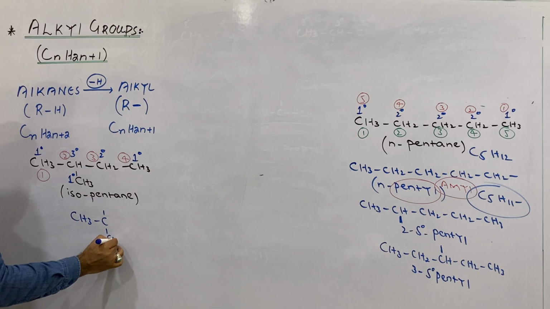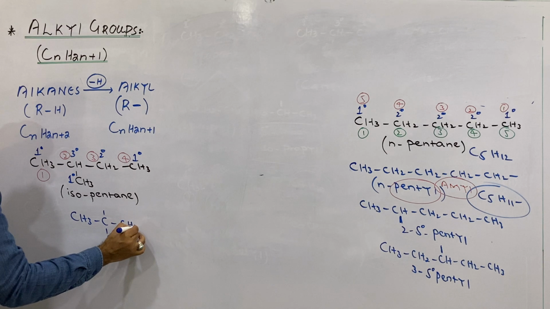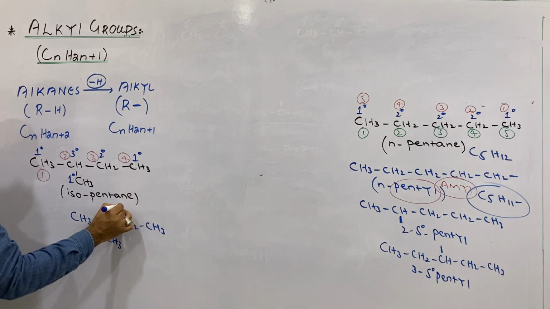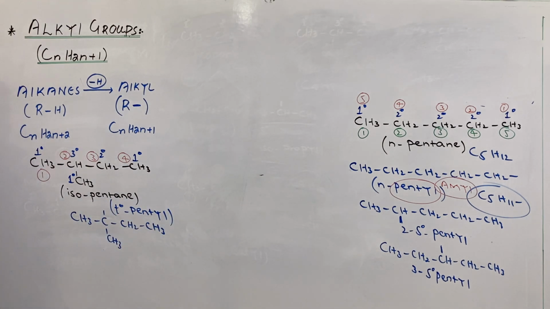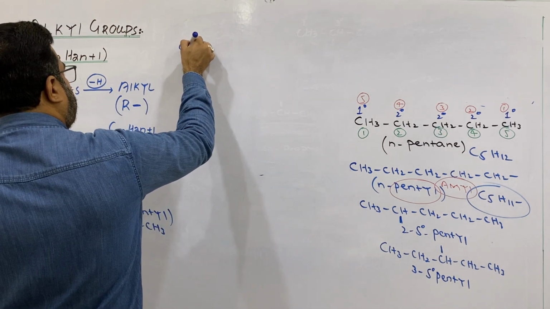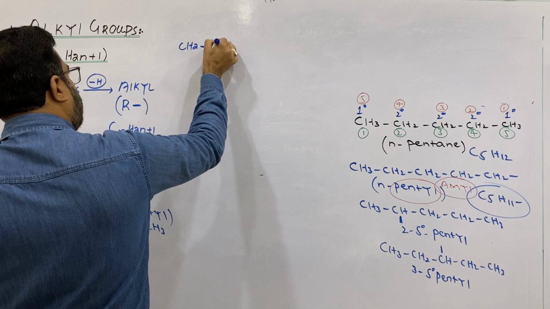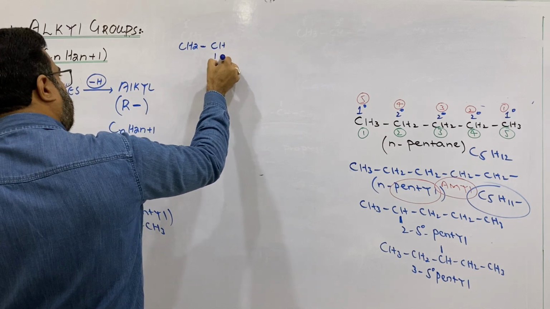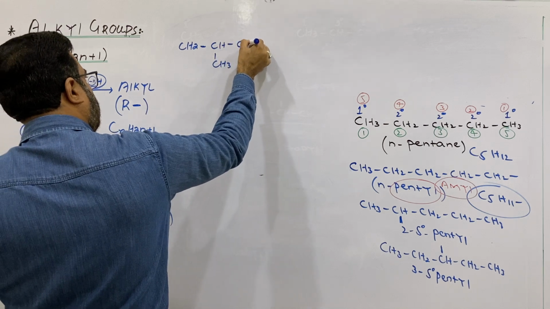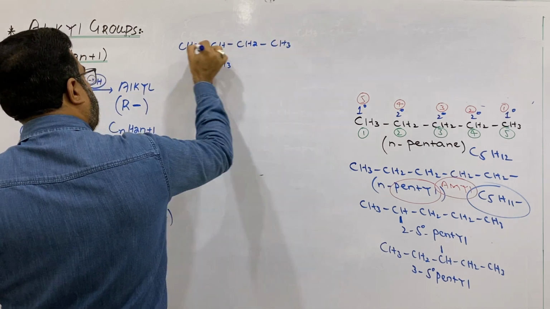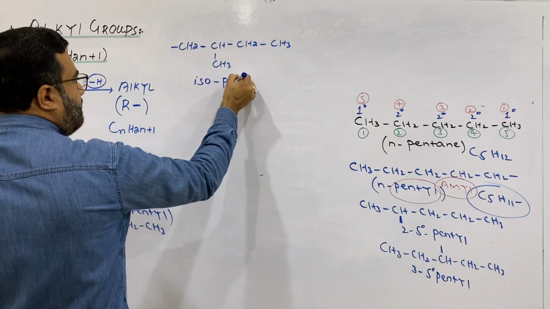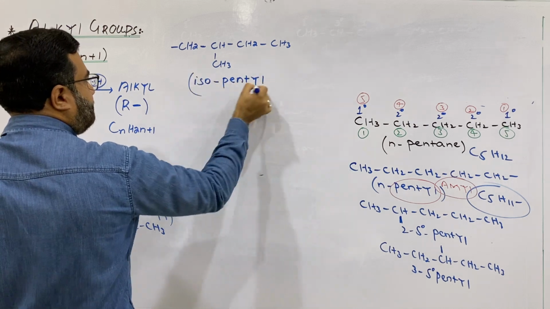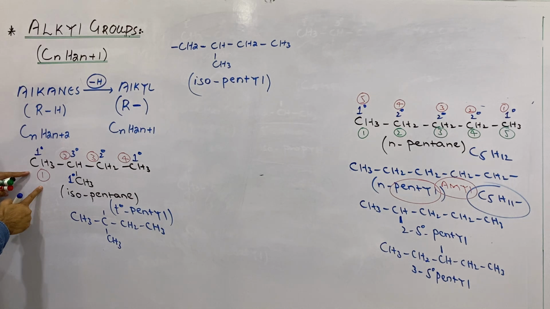CH3, C, CH3, CH2, CH3. My dear students, that is tertiary pentyl or tertiary amyl because you have removed hydrogen from the tertiary carbon atom. Now, if you remove hydrogen from carbon number 1, like this, it will be called isopentyl.